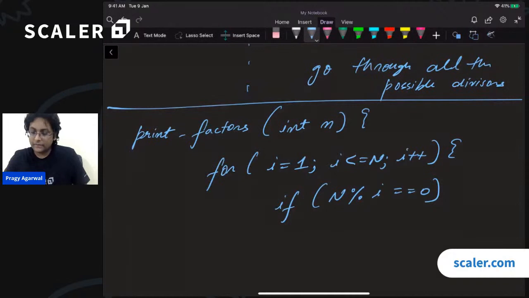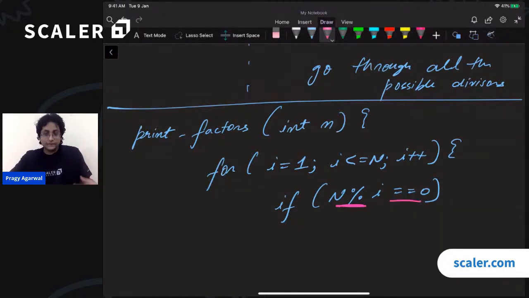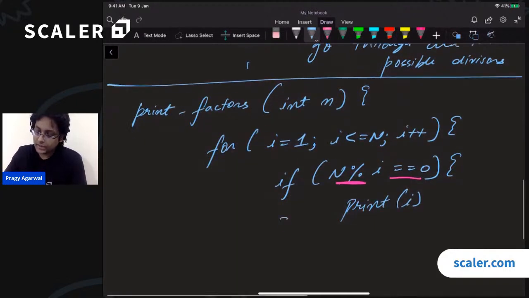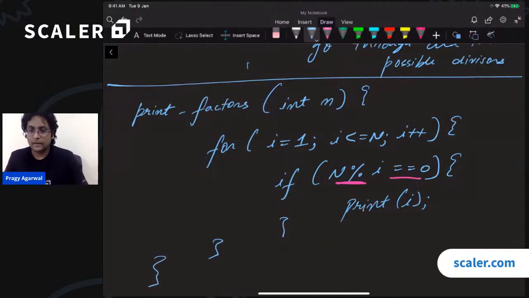So everyone is familiar with this mod operation, right? This is the remainder operation. This says that when we divide n by I, then what is the remainder? Is that remainder 0? If that remainder is 0, then I must be a factor. Then what do we do? We simply print I, right? So this is our code for factorization. Cool. Now this is the first approach.